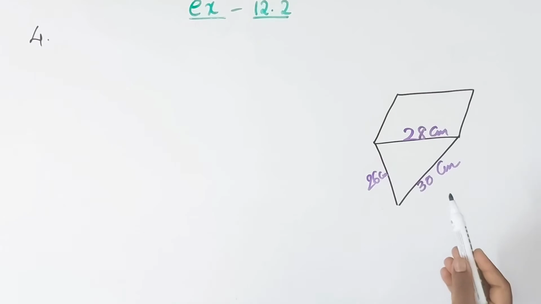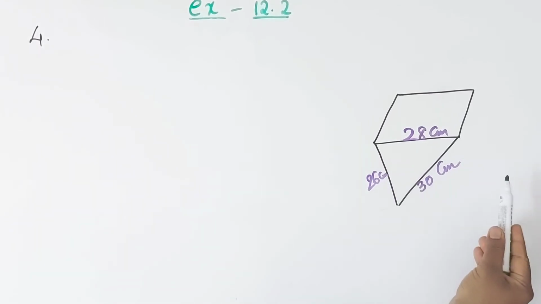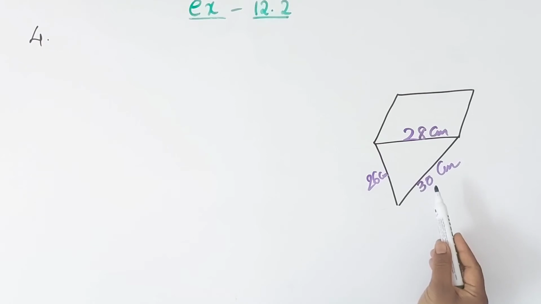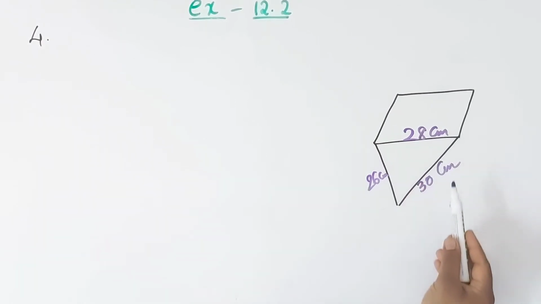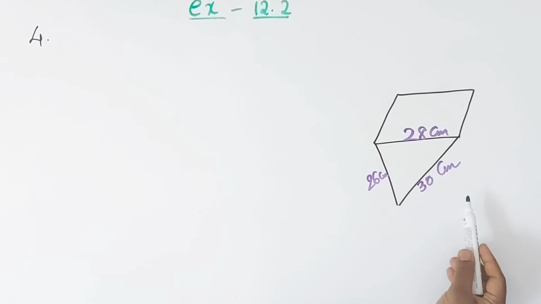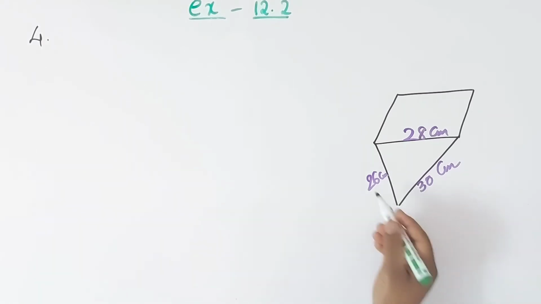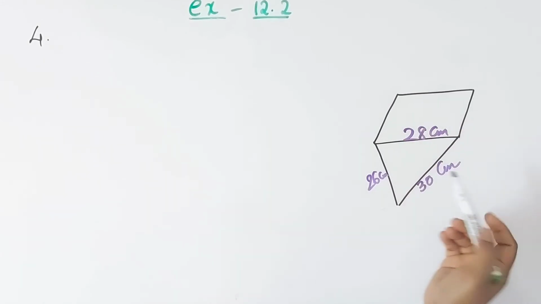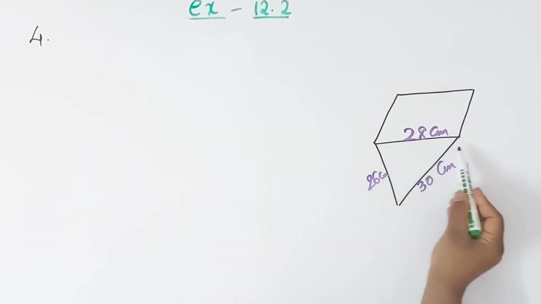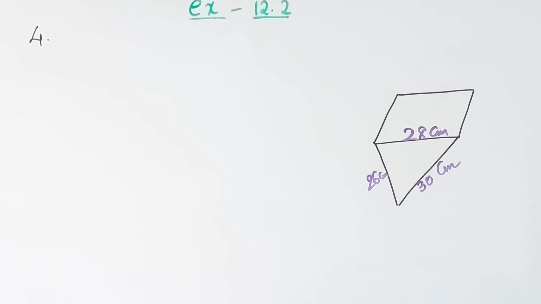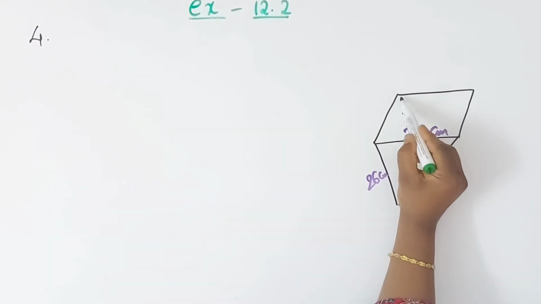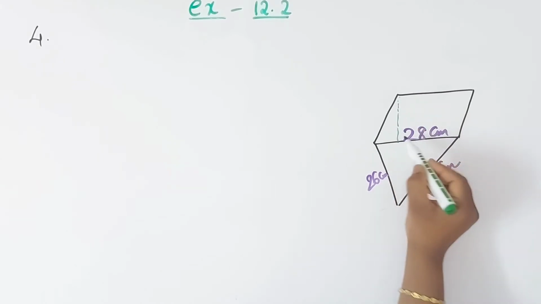Fourth question, children. A triangle and a parallelogram have the same base and same area. If the sides of the triangle are 26, 28 and 30 centimeter and the parallelogram stands on the base 28 centimeter, find the height of the parallelogram, children. Right? They clearly mentioned that triangle and parallelogram are on the same base. Base also they said 28 centimeter. Right, children? So here we have triangle measurements so that we can find out triangle area, and we have to find out this parallelogram height. Height means this perpendicular height, children. Right?